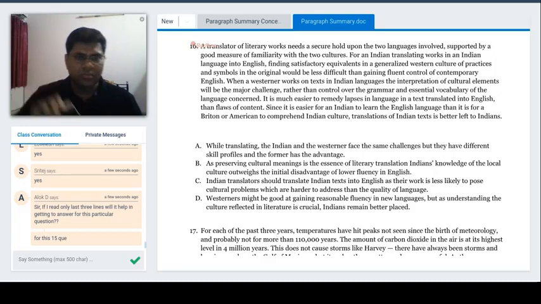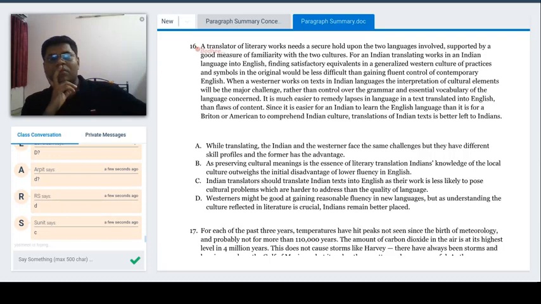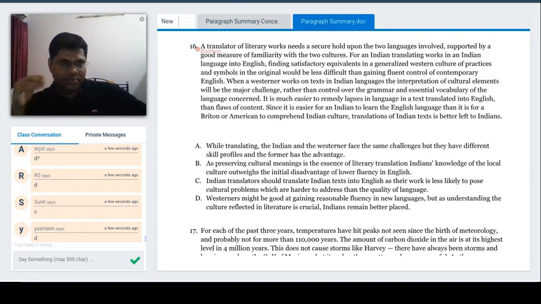Sixteenth question. So people have given answer as B, and then we have C as well. So we have many answers. Dasmin has given B, Sumit has given C, RS has given D, and some people have also given A as the answer. So let's read it and let's try to understand what exactly it is.